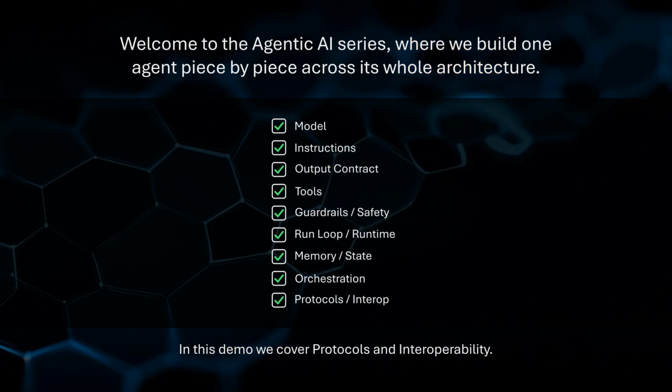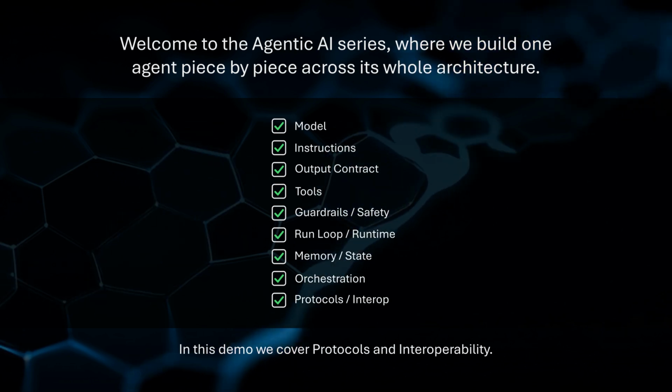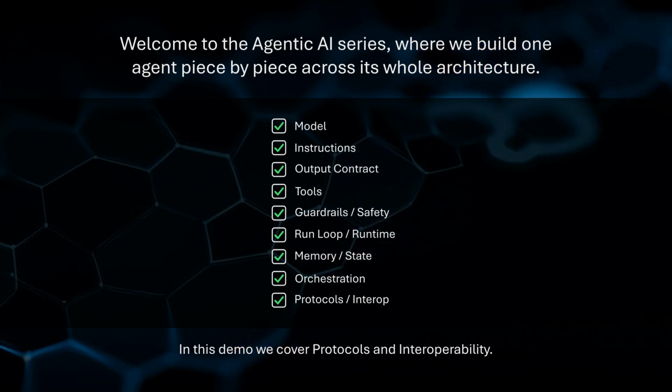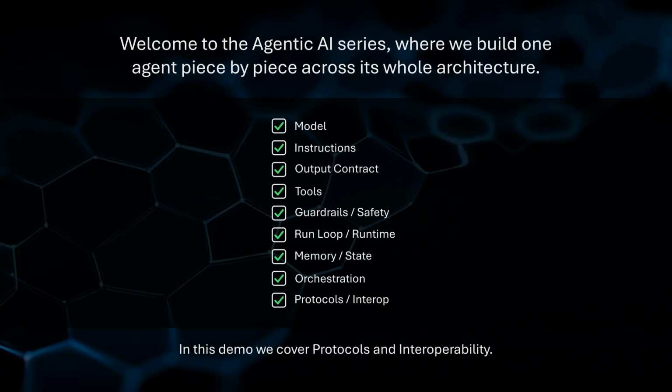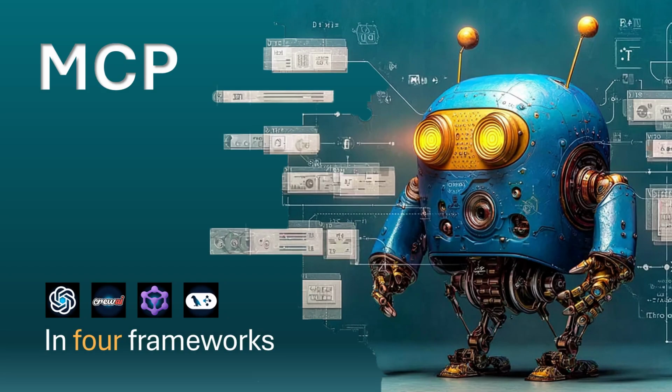Back in Demo 3, we handed the agent tools directly, baked into our own code. That doesn't scale. MCP, the Model Context Protocol, is the standard way to serve those same tools over a clean interface, so any agent that speaks the protocol can pick them up without us rewiring anything. This is the first half of interoperability. The agent stops being a closed box and starts plugging into a shared ecosystem of tools it didn't have to own. This is the MCP demo, the Model Context Protocol.